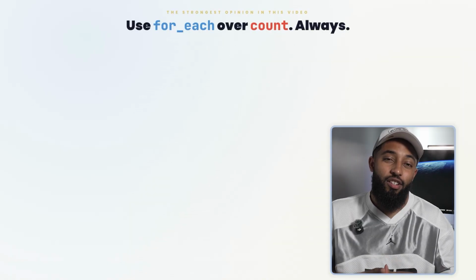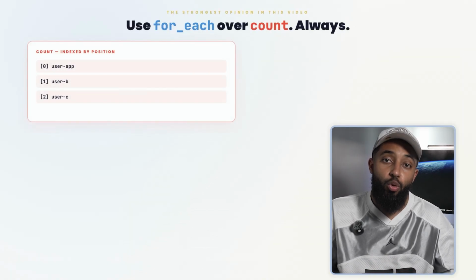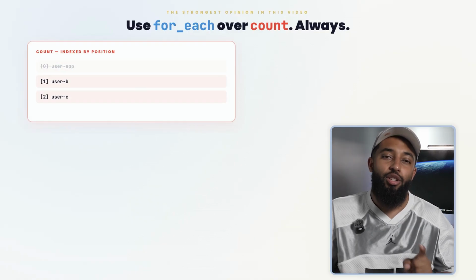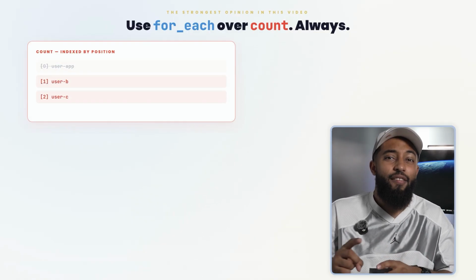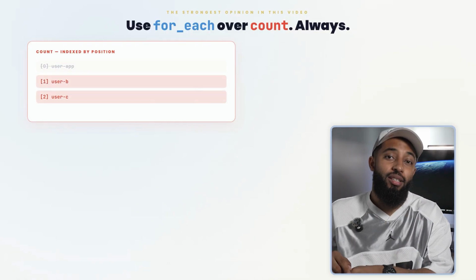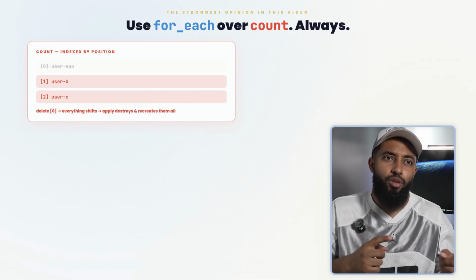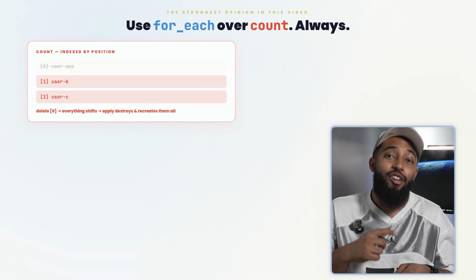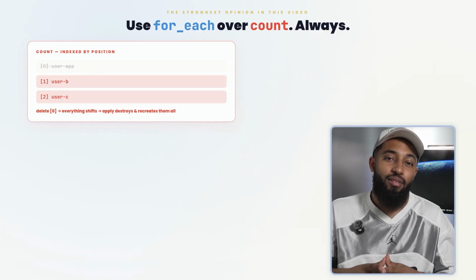Now this is probably the strongest opinion in this video: use for_each over count always. The count tracks resources by index. Let's say you delete the user at position 0. Every other user shifts down by 1, and now Terraform thinks every resource has changed. Now an apply could destroy and recreate them all. I've actually seen this happen in the real world.